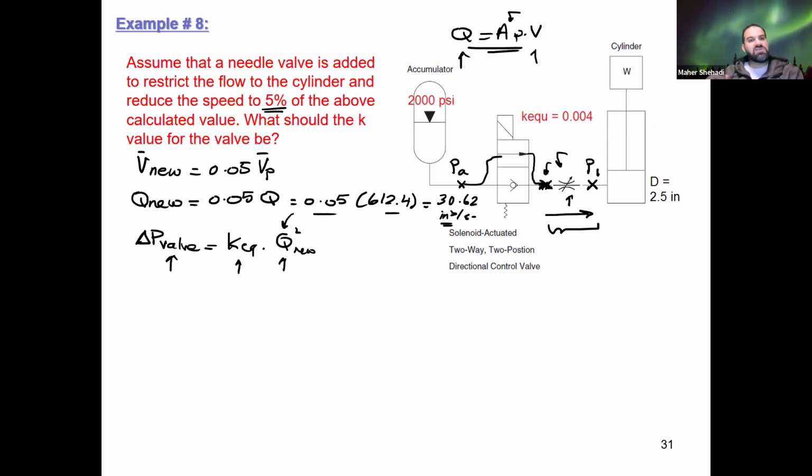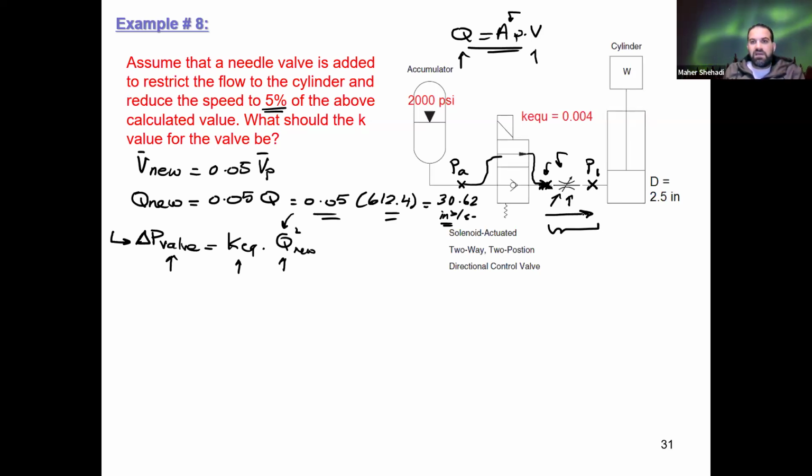The reason we want to find it is because I need to use this equation to find K for the needle valve. So we already found Q. It's saying 5% of the velocity, so 5% of the original flow rate as well.